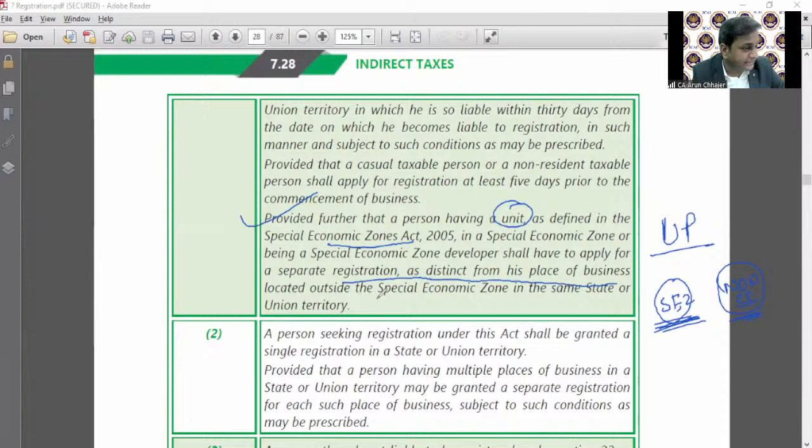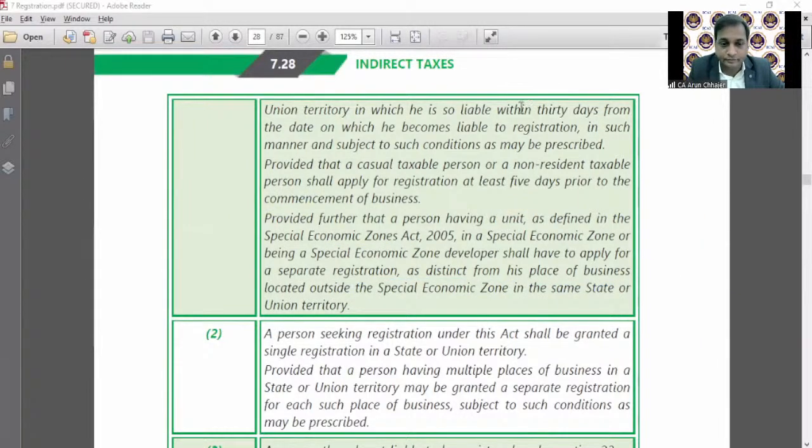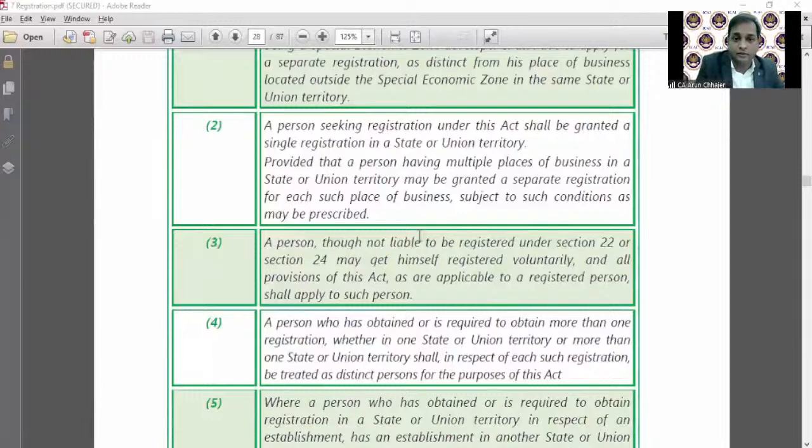You will find the separate list of handicraft goods in the notification, which I will explain in the casual taxable person category. Now, a person shall be granted a single registration, that is okay. Suppose within the state, I am operating in UP. I would like to take registration in, say, Kanpur. Give me only 1 minute, please.